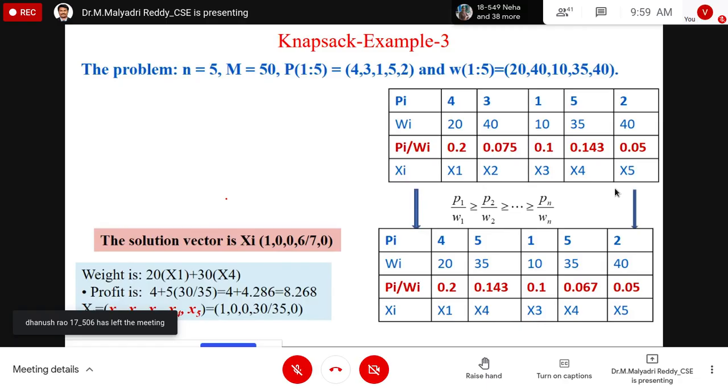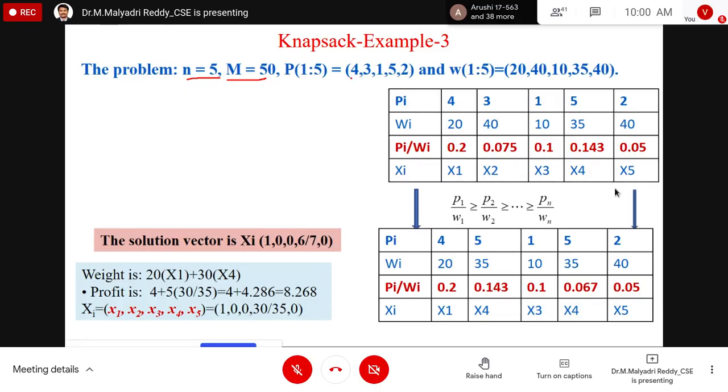Sir, here the n value is 5. So total n objects are available? 5 objects are available, sir. Capacity of knapsack is 50. Okay, you have an empty bag of 50 kgs, right? Yes, sir.